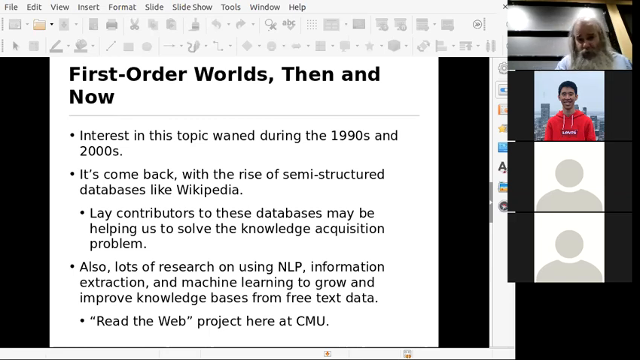There's a project here at CMU called Read the Web, which has been trying to extract facts from natural language, including Wikipedia and news stories, and trying to learn general things, like that baseball players are in teams, okay? Because all the examples of baseball players are in teams. The particular teams are in particular cities, okay? So that the Pirates are in Pittsburgh, okay?